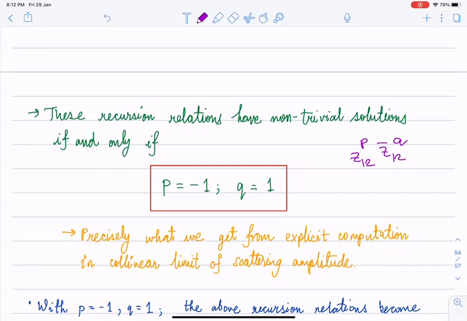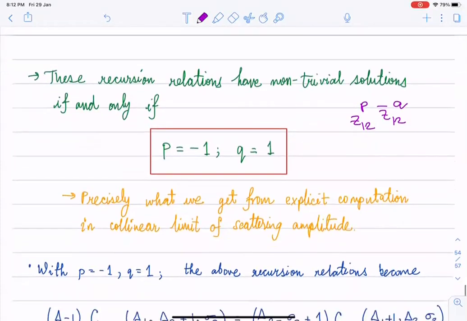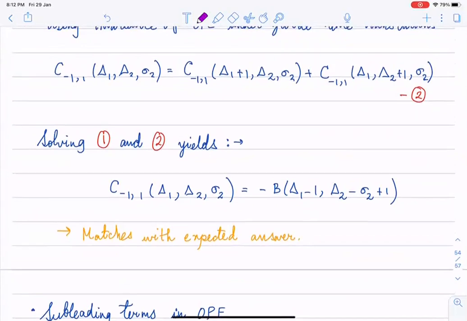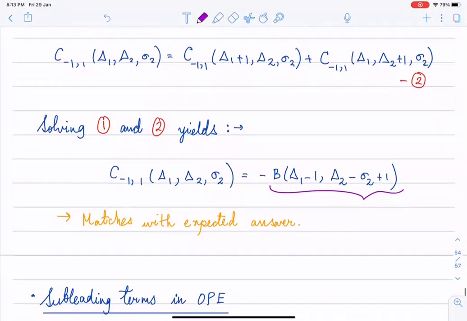Okay, and then consequently what you can show is that with these values, p equal to -1 and q equal to 1, you can solve these recursion relations, and solving the recursion relation uniquely determines for you in this case the leading OP coefficient, which is given by this. And it is not a surprise that this object also matches the answer that you would expect from an explicit calculation of the scattering amplitude. Okay, so in that sense, the leading structure of the OP is completely determined by symmetries.